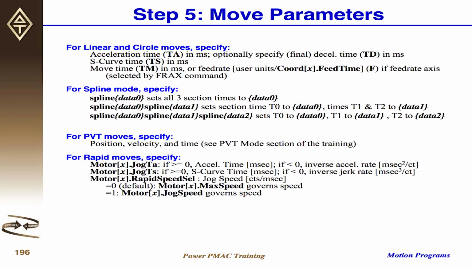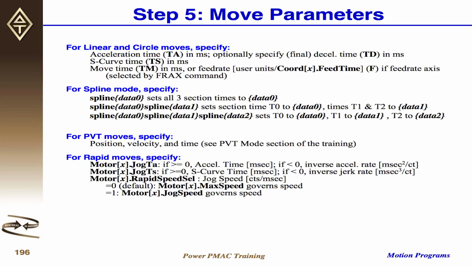A feed rate axis can be selected by the frax command, and the units of the feed rate that you specify are in the user unit for your axis per chordx.feedTime. Chordx.feedTime is usually indicative of 1 second, but you can change it if you want to program your feed rates in other units, such as minutes or something.